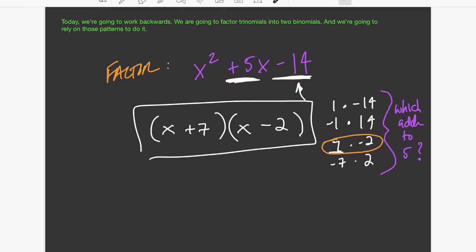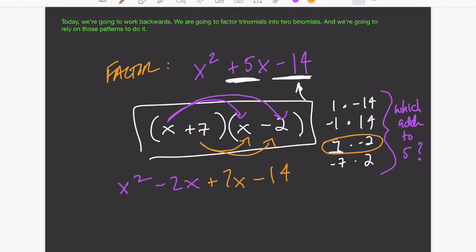And we can test that, right? We can do it just like we did the other day. We can say, well, let me distribute the x across. So x times x and x times negative 2. We'll start there. So x times x is x squared. x times negative 2 is negative 2x. And then don't forget I have to distribute the 7. So 7 times x is positive 7x. And then 7 times negative 2 is negative 14.